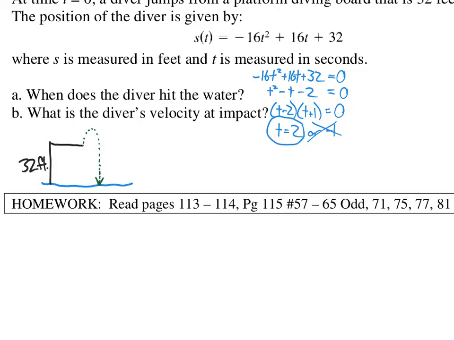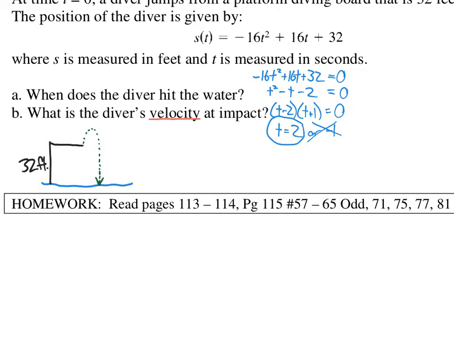Okay, so now we get to part B. What is the diver's velocity at impact? Now, if we're talking about velocity, what ought to come to mind? Derivative. So, do you take the velocity at the x or at the 0? So at 2? Yes. So we found when he hit the water, so we would know the time.